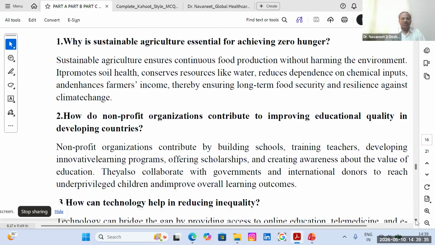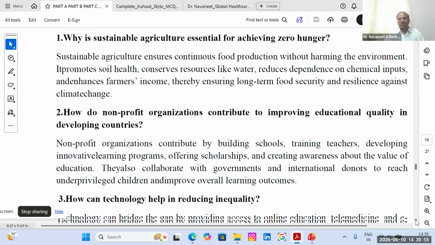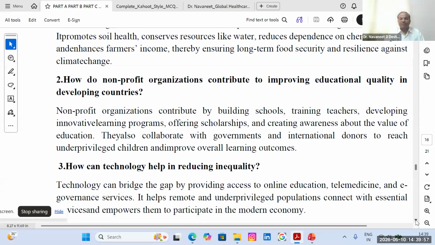How do nonprofit organizations contribute to improved educational quality in developing countries? Nonprofit organizations contribute by building schools, training teachers, developing innovative learning programs, offering scholarships, and creating awareness about the value of education. They also collaborate with governments and international donors to reach underprivileged children and improve overall learning outcomes.